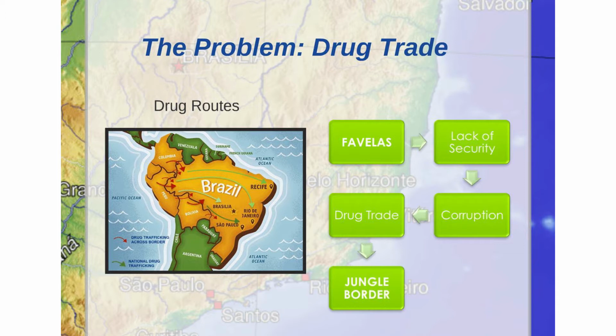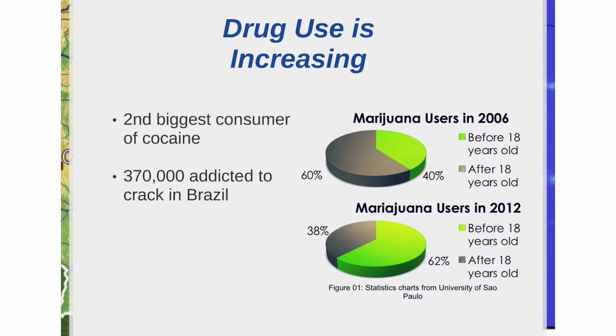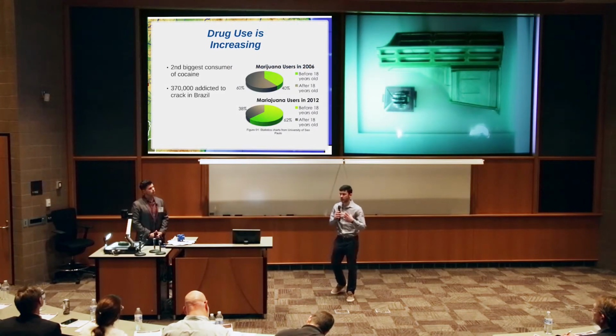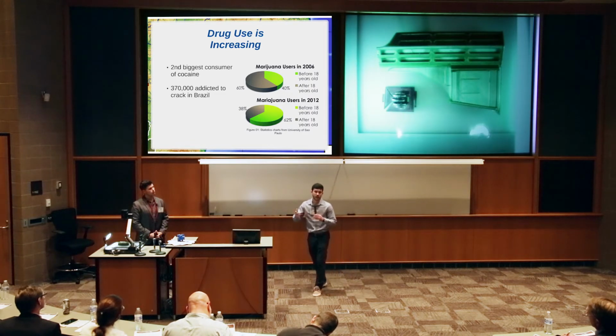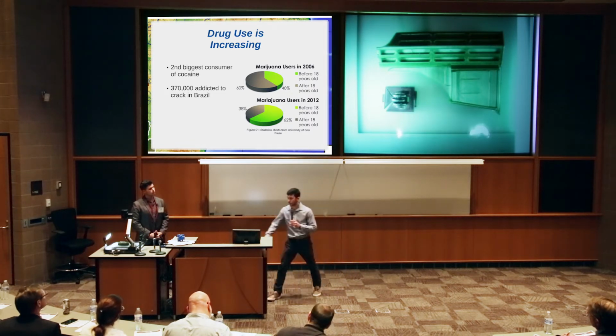And after talking about the problem, it is increasing. As you can see in the charts, marijuana use has increased 22% in just 6 years among people up to 80 years old. And as you can see, Brazil is the second biggest consumer of cocaine, and also has a lot of crack addicts, as you can see in the numbers. The base compound of crack is cocaine.